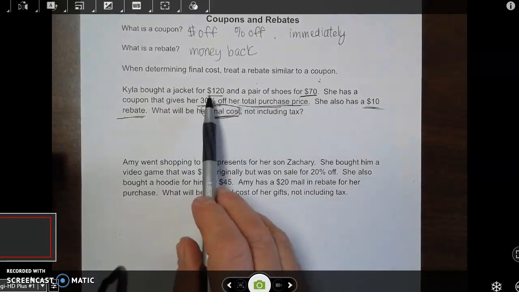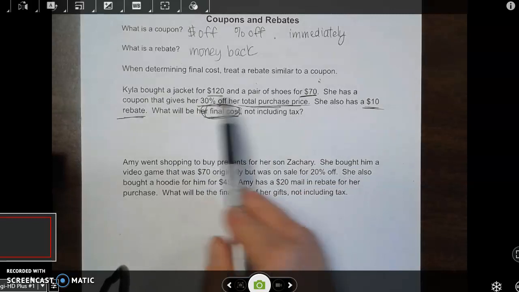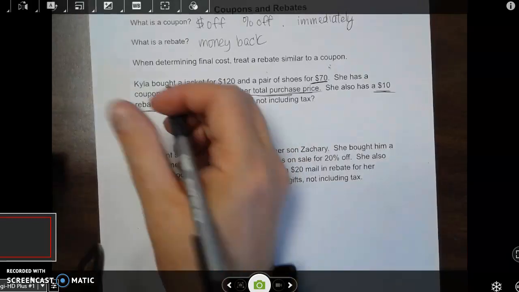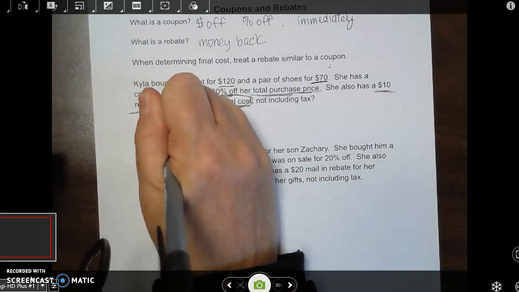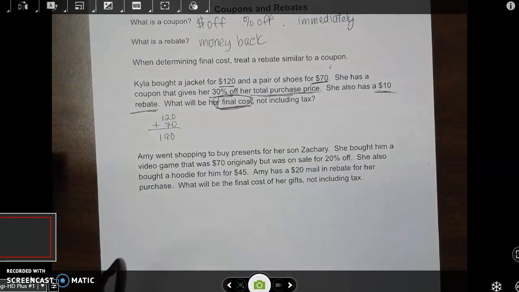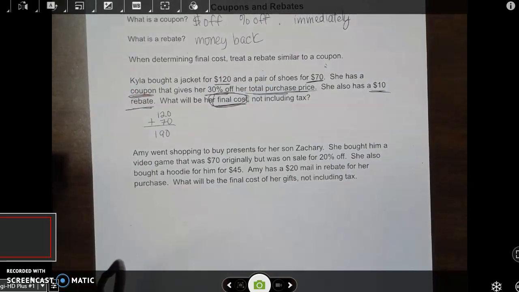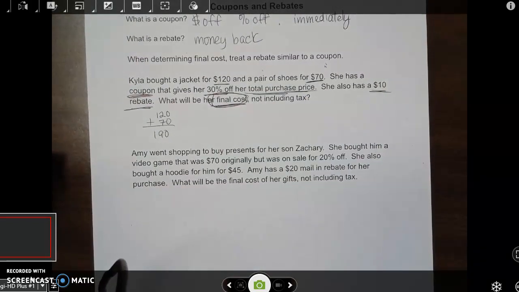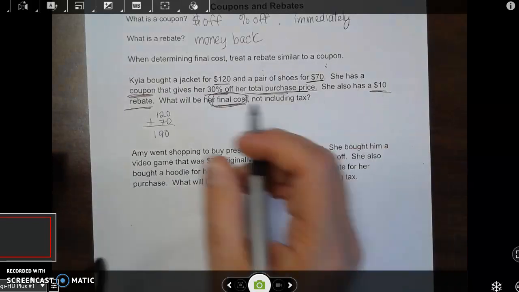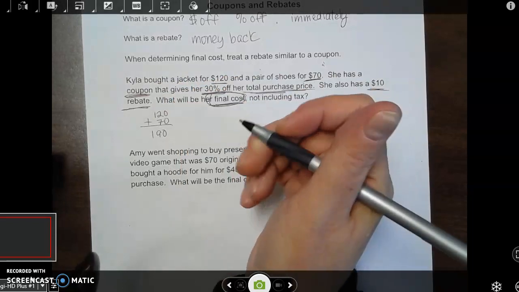So the first thing I'm doing is we're purchasing a couple of things, right? We're purchasing a jacket for $120 and shoes for $70. So I'm going to add those to see how much I would owe normally. So if there was no sale, I would be paying $190 and eventually plus tax, but we're not going to deal with tax. But she has a coupon. So I think of this as like Kohl's. Kohl's sends coupons all the time for a percent off. So it's 30% off. So most of you remember we change the percent to a decimal and we multiply.